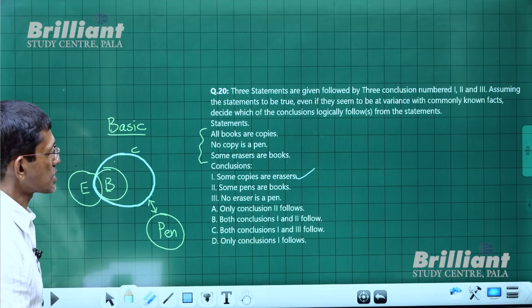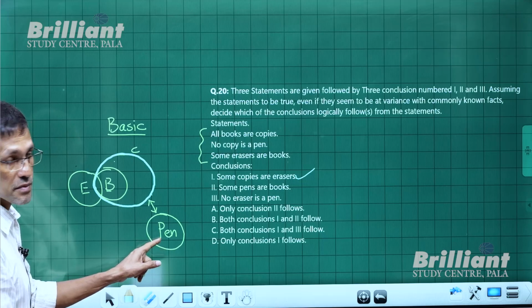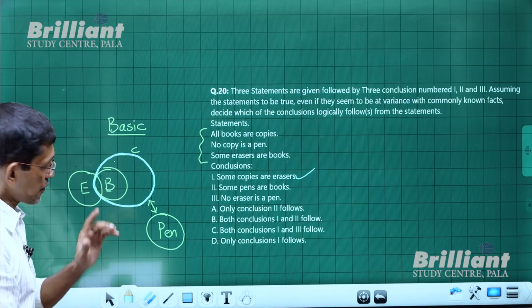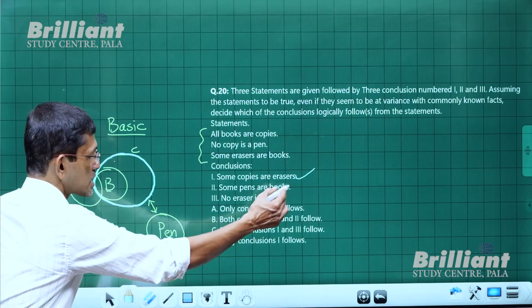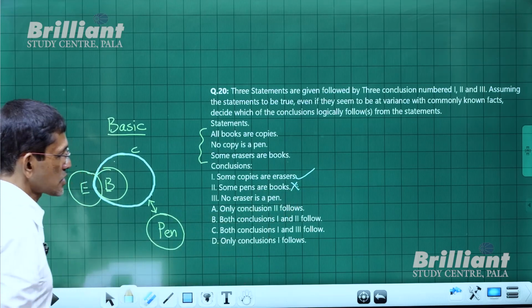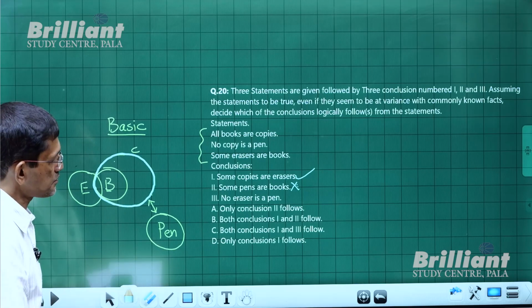And the second conclusion: some pens are books. There is no intersection between pen and book. So some pens are books is invalid. A positive conclusion invalid for the basic diagram doesn't follow.